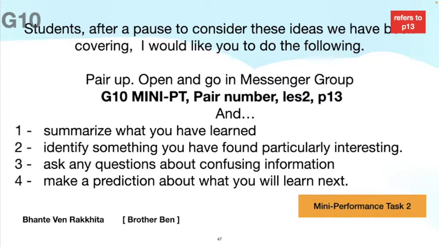Okay, so this is about the lesson 2 that we've done so far, up to the rubber man story. Okay, I'll probably give you your pair number as well as soon as I can. Anyway, let's see what we can do with that mini performance task. Identify something you have found particularly interesting. And also ask any questions about confusing information. And then make a prediction about what you'll learn next with your partner.